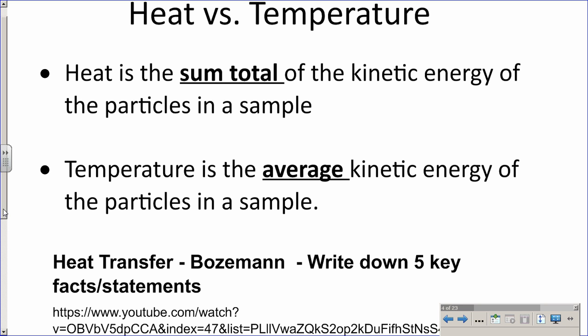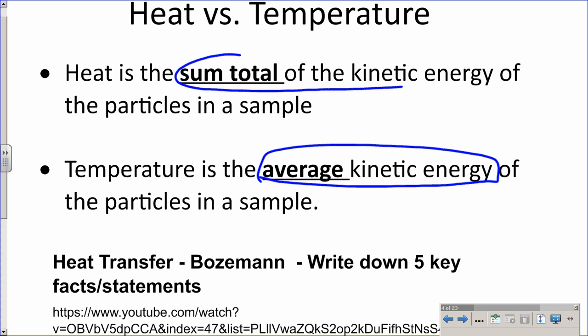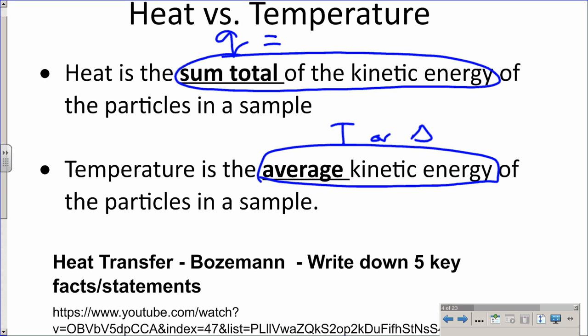Okay, so basically, heat we will call the sum of total energy. Temperature we'll call the average. Please do not write down every word here. You've seen a lot of this before. Q is the sum of the total kinetic energy. T, or delta T, depending upon if we're talking about a change in temperature or not, will be the average kinetic energy. Actually, no, not delta. Sorry, just temperature.